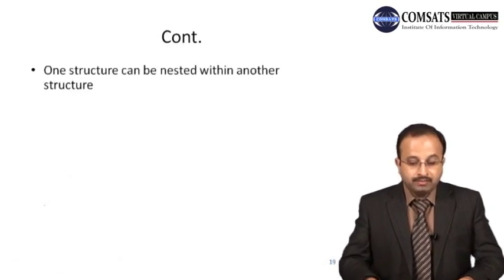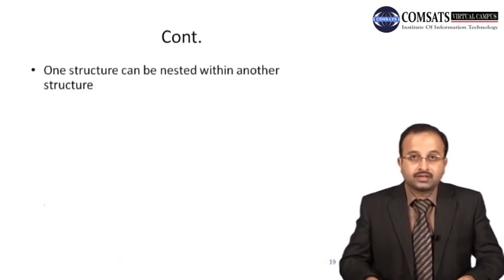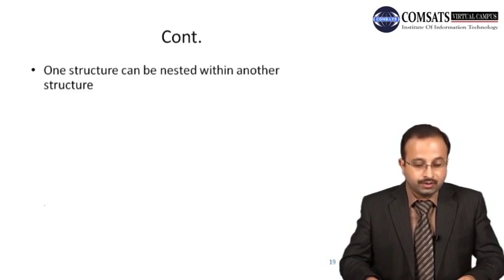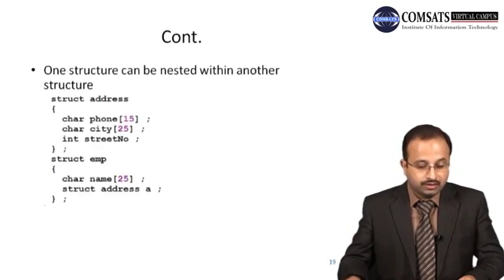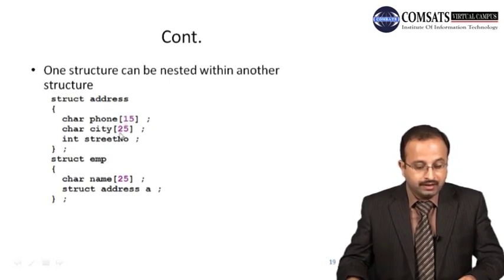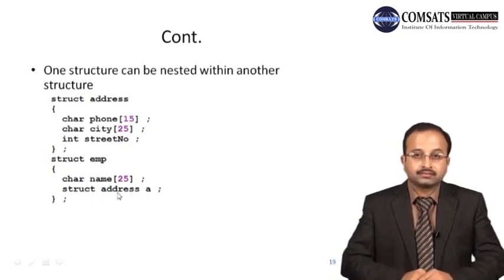And one structure can be nested within another structure. That is a very important property of a structure. Now you have a structure struct address. It contains phone number, character array, city, character array and integer street number. And then you have a structure employee. It contains an employee name and a variable a of type struct address.